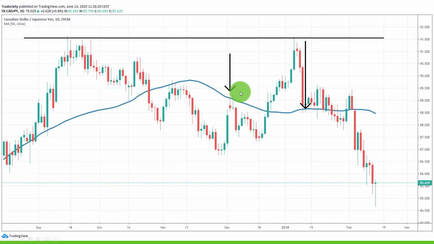Here we have another example. You could use a moving average to look for deceleration as well. When the market shoots back into the moving average, that is where you look for deceleration candles, or you just let the market come back to the previous resistance.